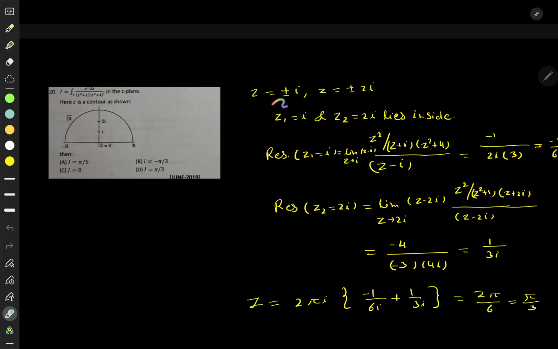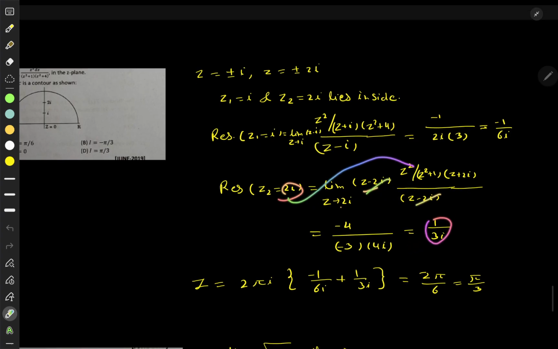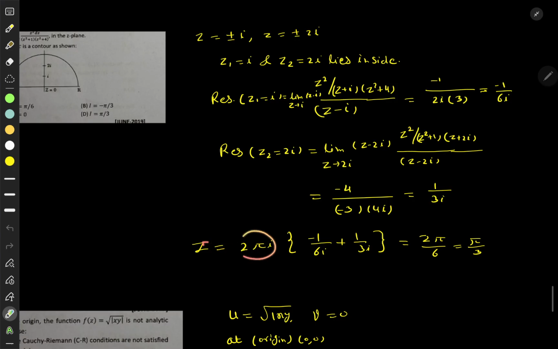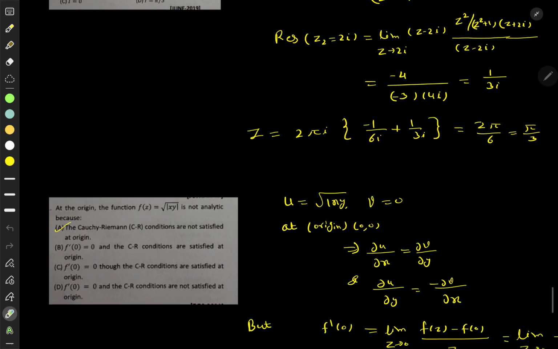So we have 4 points here, plus minus iota, plus minus 2 iota, and only iota and 2 iota lie inside the closed contour C. So calculate at z equal to iota and z equal to 2 iota. Limit z tends to iota, z minus iota will be cancelled out. Put z equal to iota in this function, you are having minus 1 upon 6 iota. Similarly for z equal to 2 iota, limit z tends to 2 iota, it will be cancelled out. Put z equal to 2 iota here, so you are having 1 upon 3 iota. The value of integration is 2 pi iota times the sum of residues. So it will lead to pi by 3.